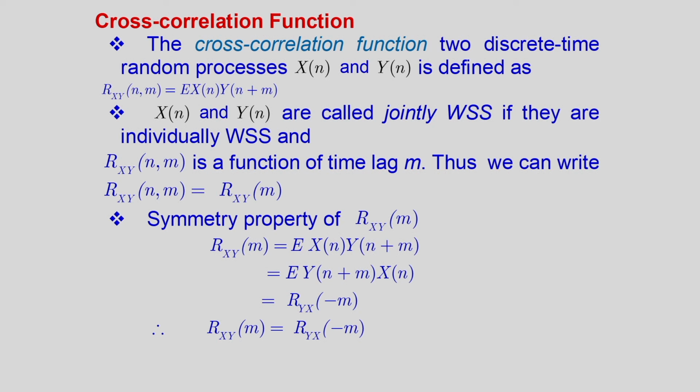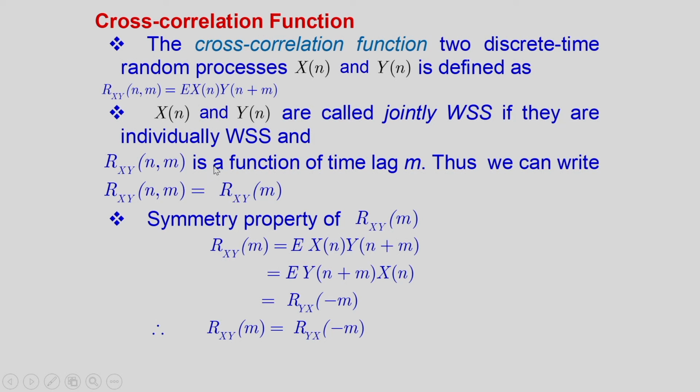Here also we want to make some simplistic assumption about the correlation between xn and yn, and we define what is known as jointly wide-sense stationary random processes. Therefore, jointly WSS processes xn and yn are characterized by their individual autocorrelation functions, and the cross correlation function Rxy of n, m, that is equal to Rxy of m.